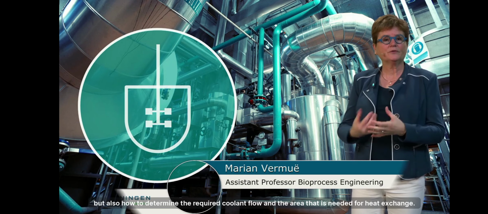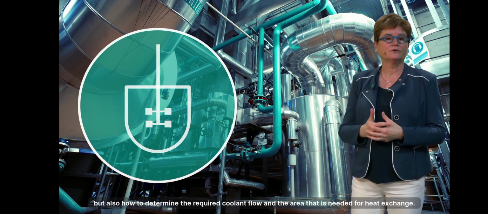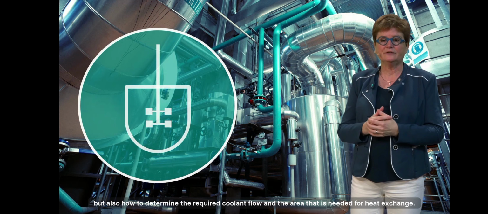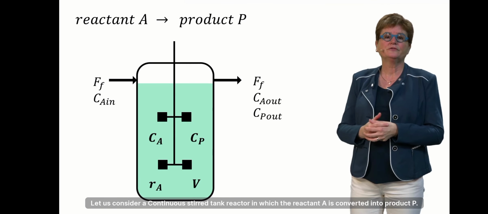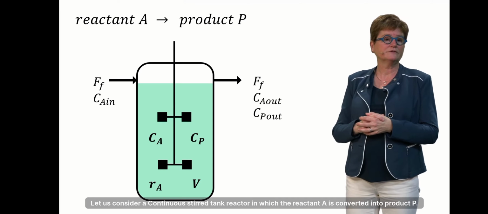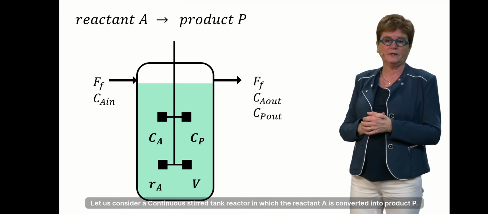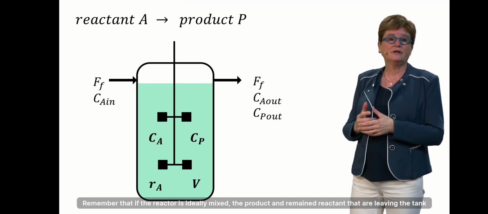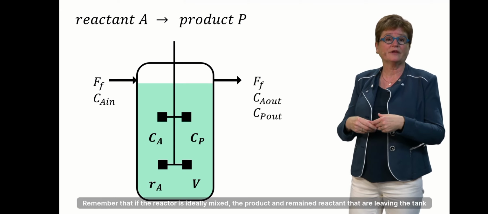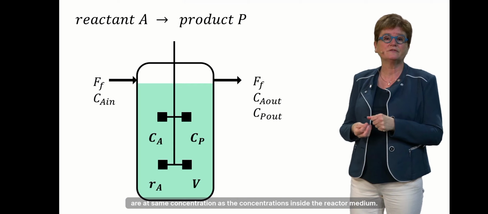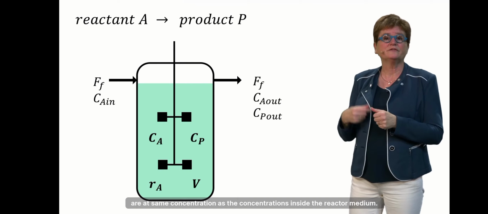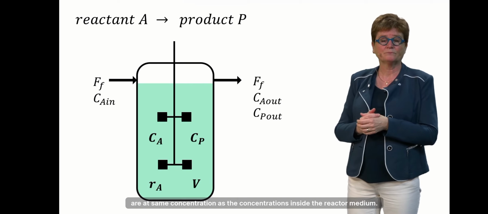Reactor, but also how to determine the required coolant flow and the area that is needed for heat exchange. Let us consider a continuous stirred tank reactor in which the reactant A is converted into product P. Remember that if the reactor is ideally mixed, the product and remaining reactant that are leaving the tank are at the same concentration as the concentrations inside the reactor medium.